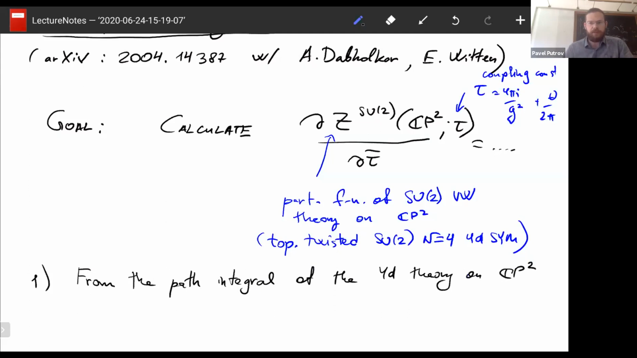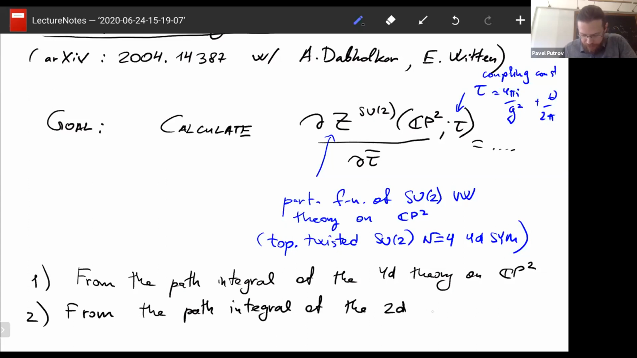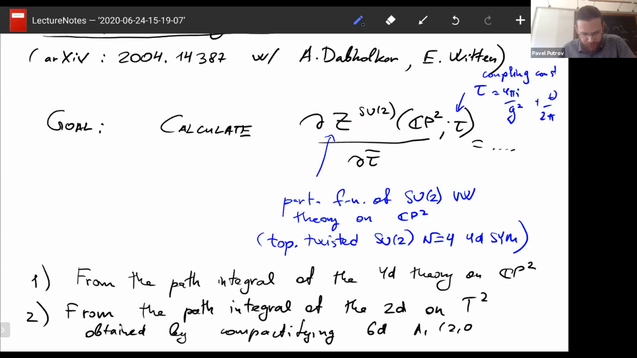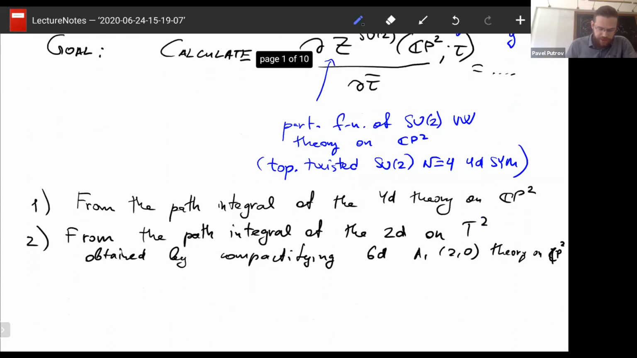So this is essentially the most direct way to do this. And the second is from the path integral of the two-dimensional theory on T2, which is obtained by compactifying the 6D type A1 (2,0) theory on CP2. And I will elaborate on this closer to the end of my talk.